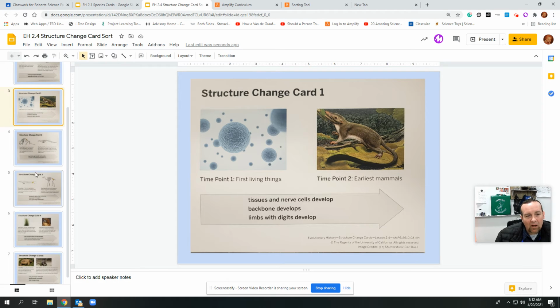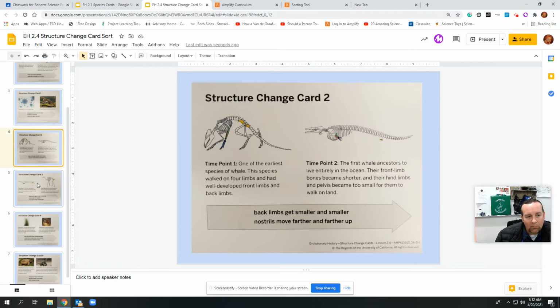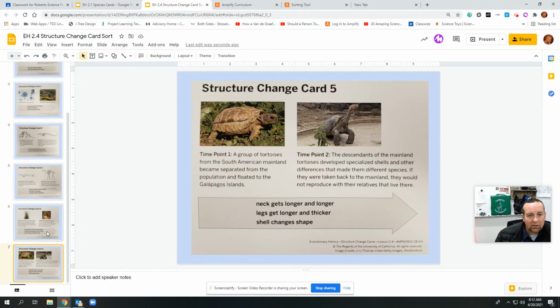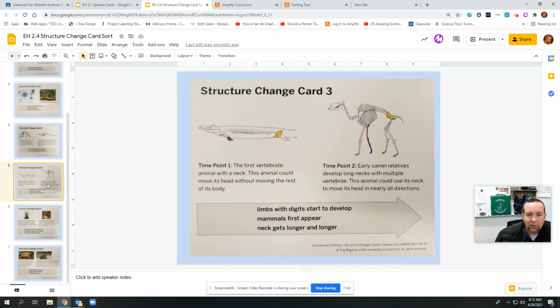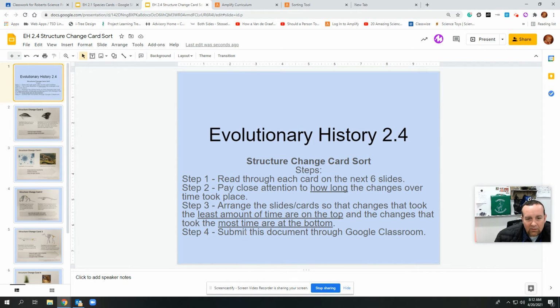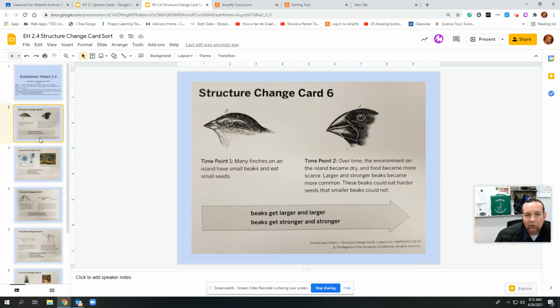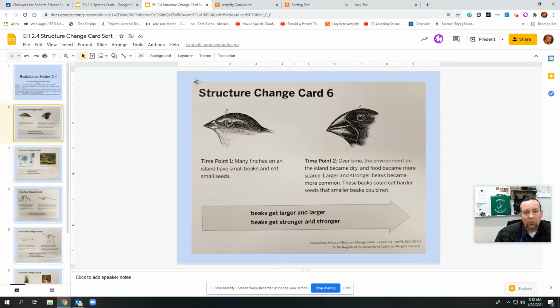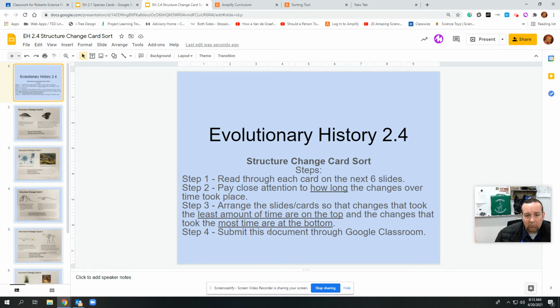And now I'm going to turn you loose to independently go through these next several cards and place them in whatever order you think they should be in. And again, according to these instructions, the least amount of time are on the top and the most amount of time are on the bottom, just like we did with card 6 and card 1. All right, friends, go ahead and pause the video and complete this, and make sure that you submit this document when you're done through Google Classroom so that I know that you completed it.